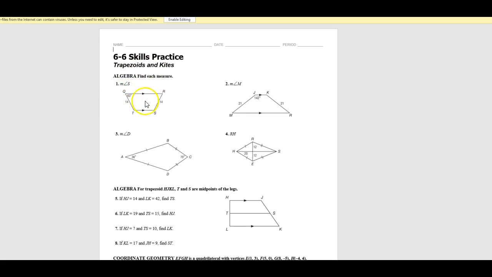Find the measure of angle S, all right? This is where I got that question. Now, I don't usually take all of the questions on the skill practice. I'll take some of them.